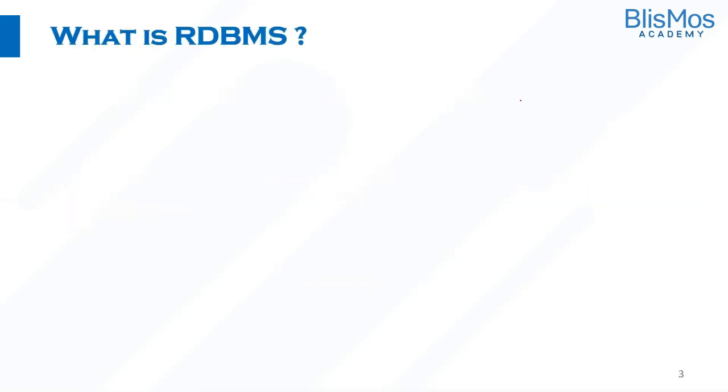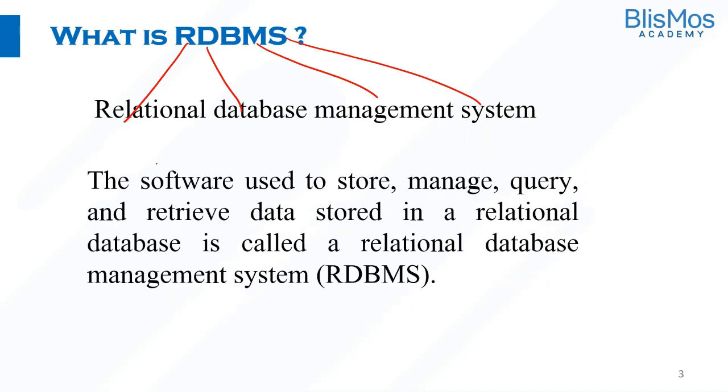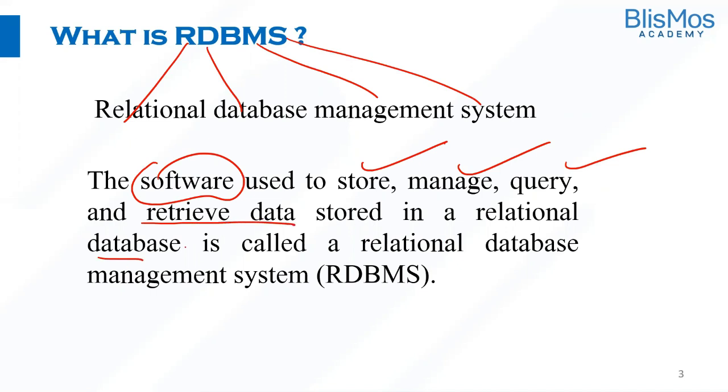Then what is RDBMS? RDBMS stands for Relational Database Management System. RDBMS is the software used to store, manage, query, and retrieve the data stored in a relational database. So the software used to store, manage, query, and retrieve the data stored in a relational database is called a relational database management system. In short, it is also called RDBMS.